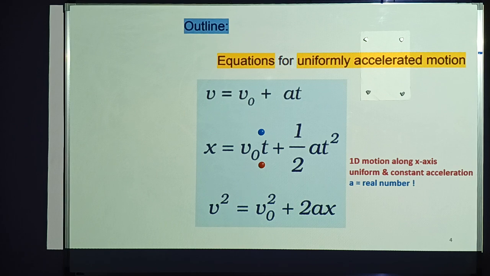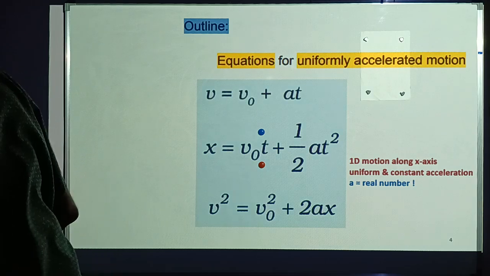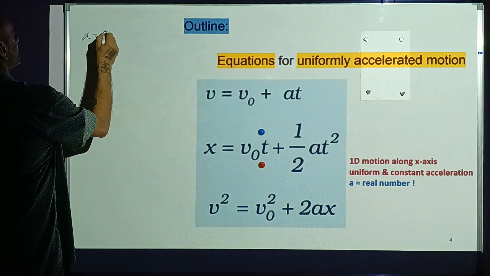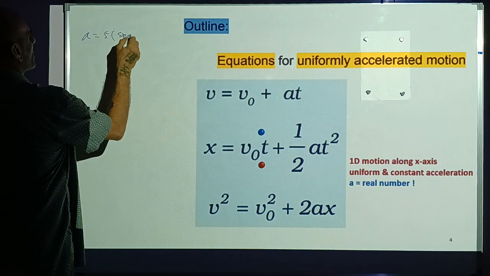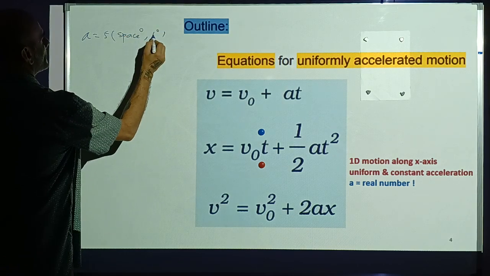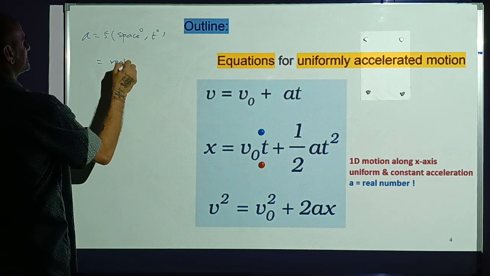This is a case where the acceleration is uniform and constant, that is, does not depend on space or time. That means acceleration is a real number.